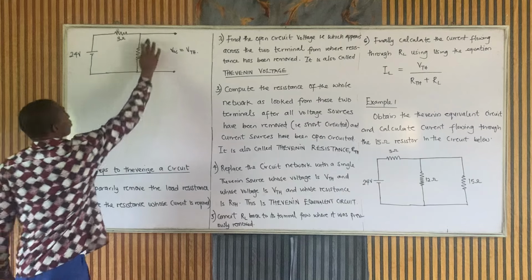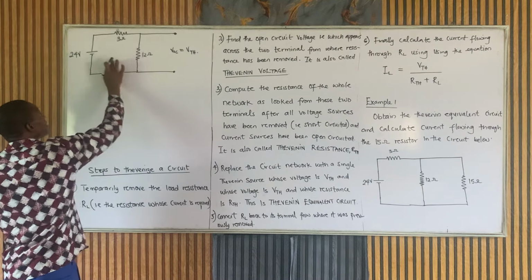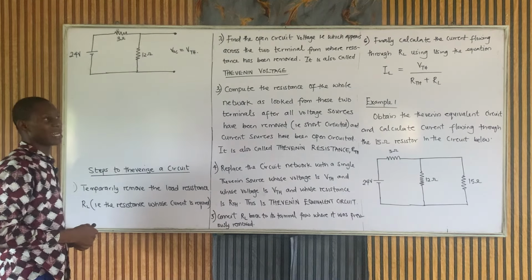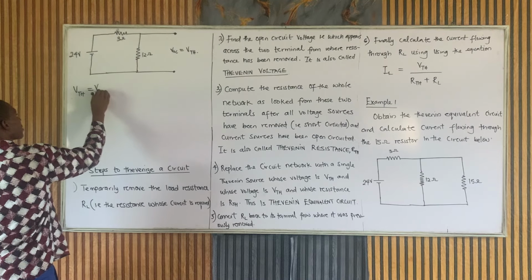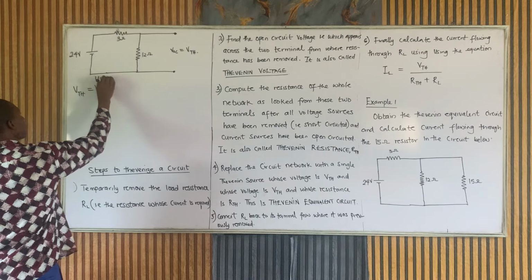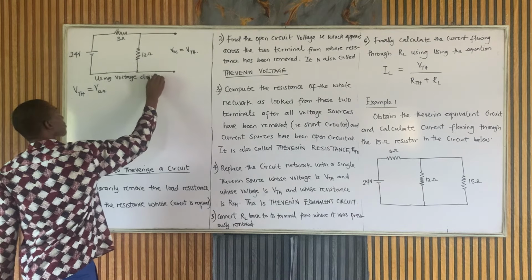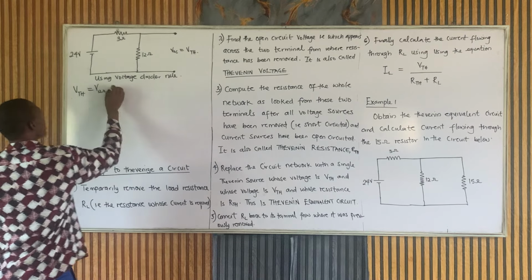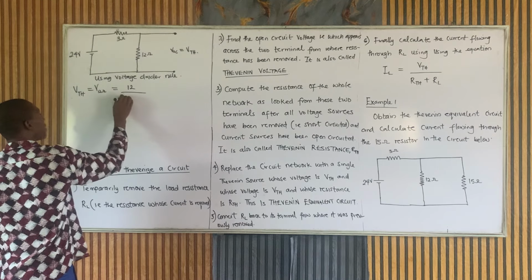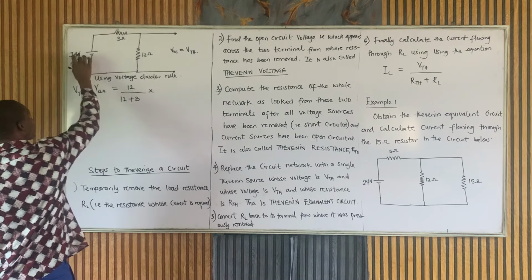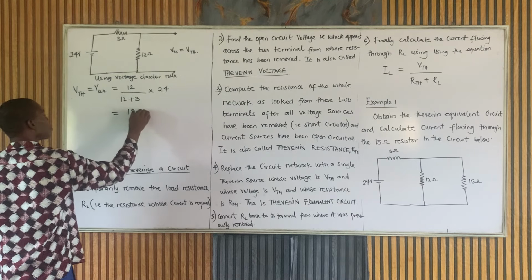But as you look at this circuit now, no current flows here now because it has been opened. Then this is a series circuit. You can use voltage divider rule there. So our VTH is the voltage across the 12 ohm resistor. And using voltage divider rule, we can say the voltage across this 12 ohm resistor is 12 over the two resistors sharing the voltage, which is 12 plus 3, times the voltage they are sharing, 24. And this will give us 19.2 volts.